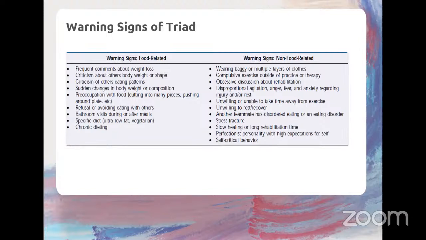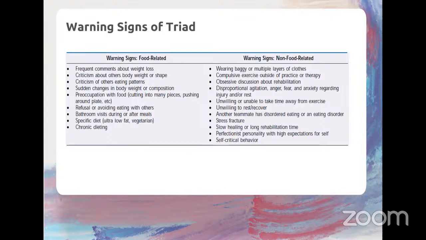Now, non-food related warning signs are wearing baggy clothes. They tend to wear baggy clothes just to hide, because they feel conscious about their body. They feel that, okay, I'm not looking lean, I've gained weight. So to hide that, they'll wear baggy clothes. Or they'll continuously keep exercising because it's never enough for them. They feel that if I don't exercise, I'll put on weight. Then there'll be stress fractures. They'll suffer from frequent fractures.